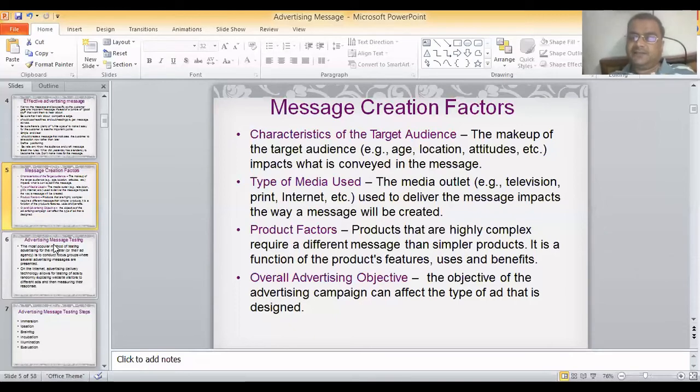Then finally, the objective of the advertisement. So that is the last thing which you will keep in mind while making a message.